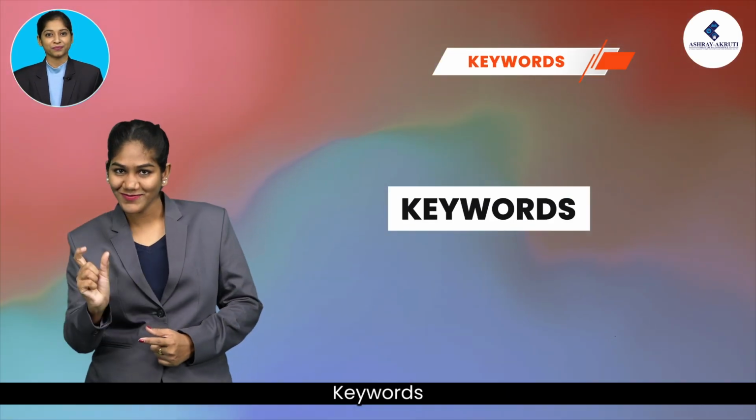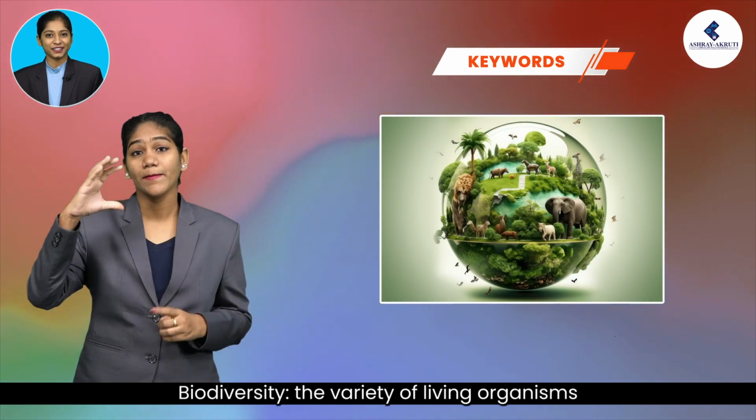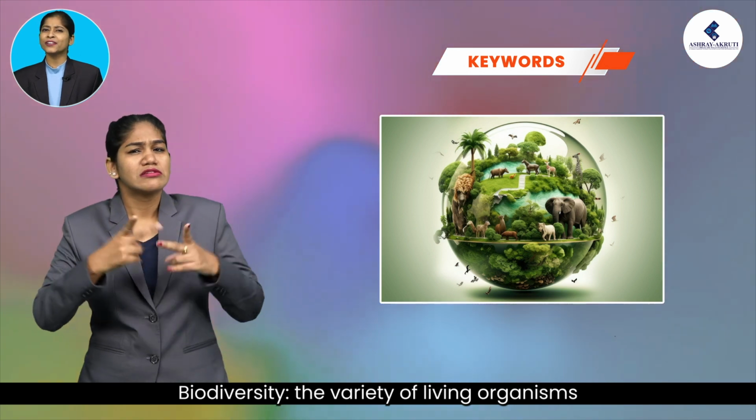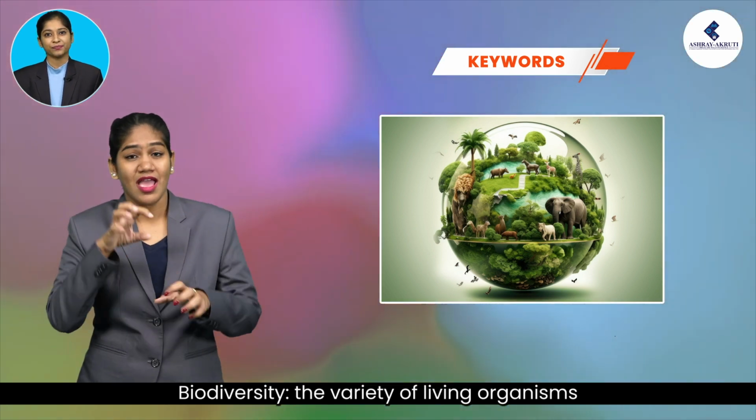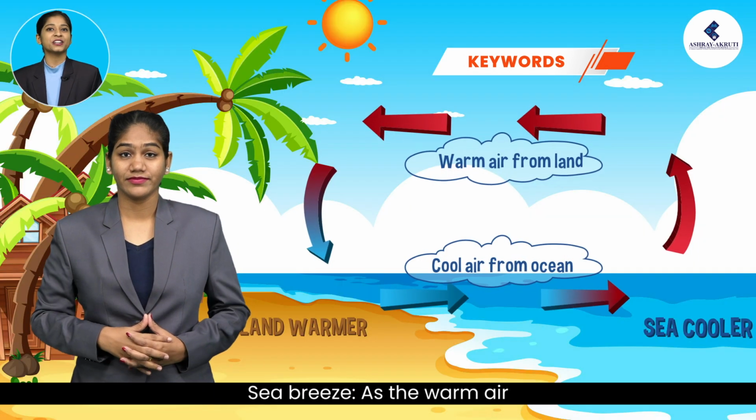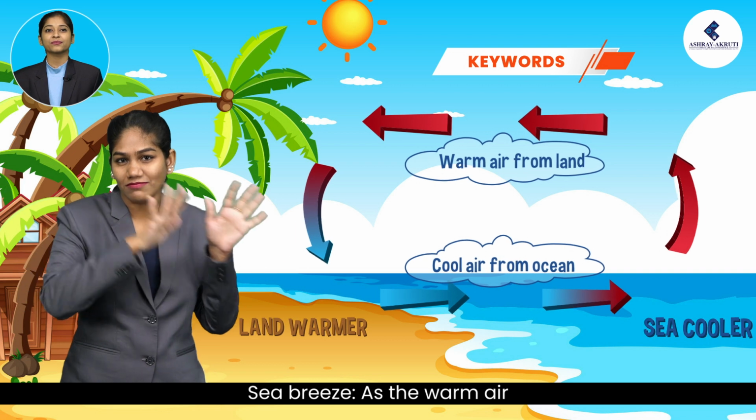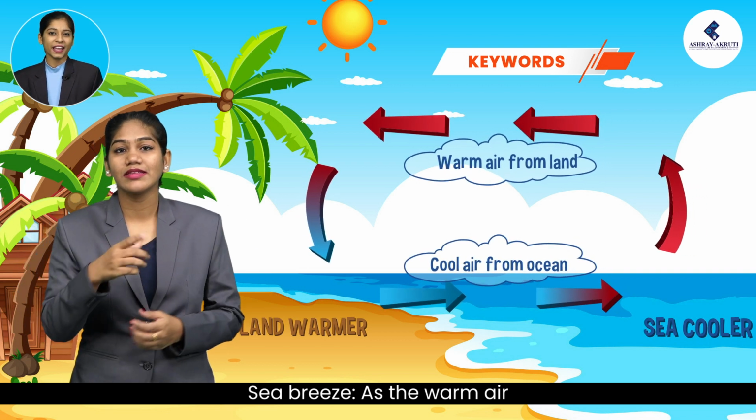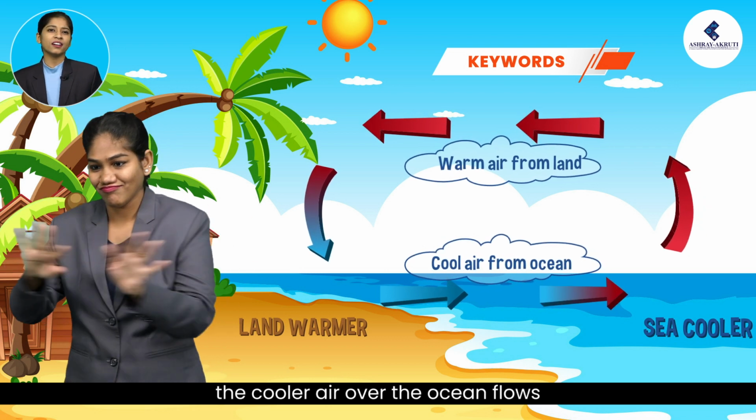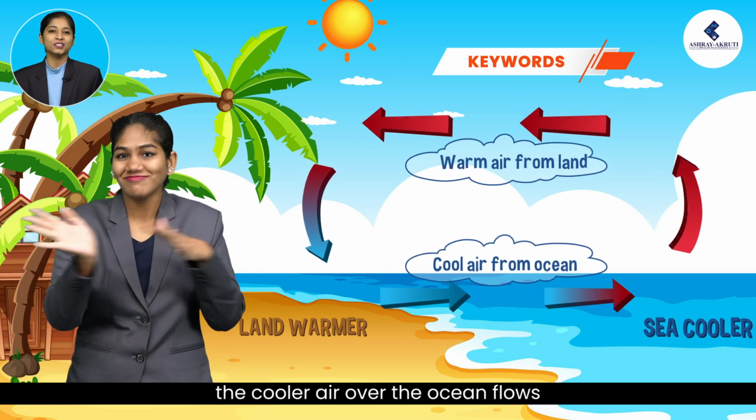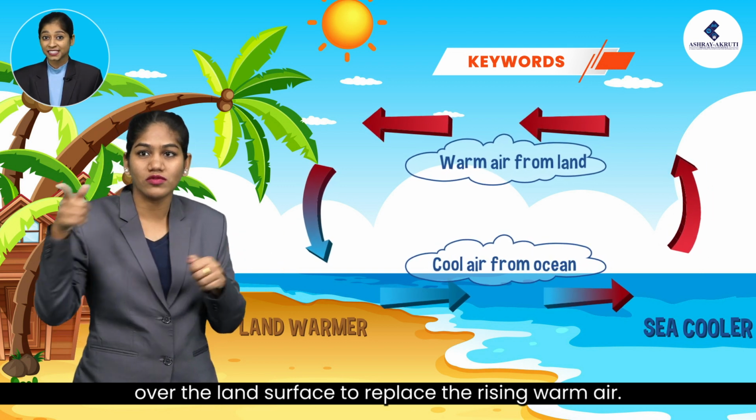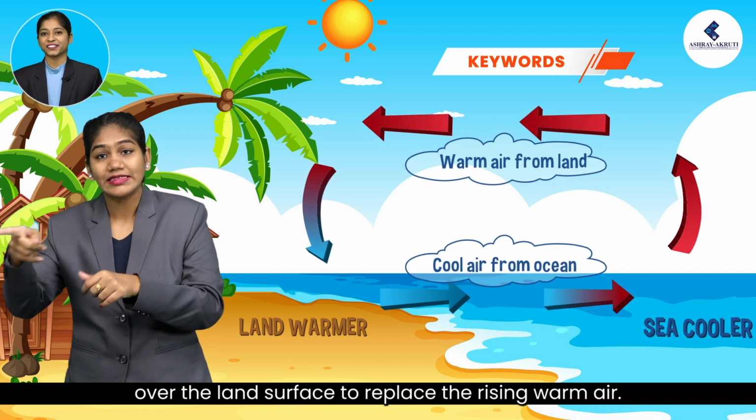Keywords. Biodiversity: the variety of living organisms. Sea breeze: as the warm air over the land is rising, the cooler air over the ocean flows over the land surface to replace the rising warm air.